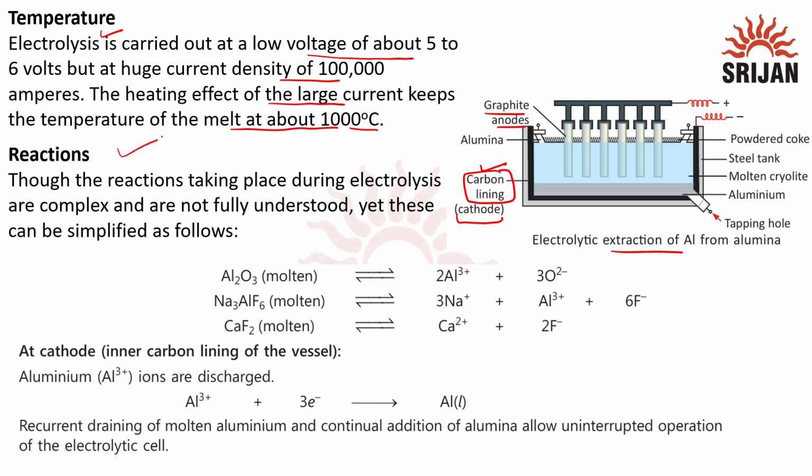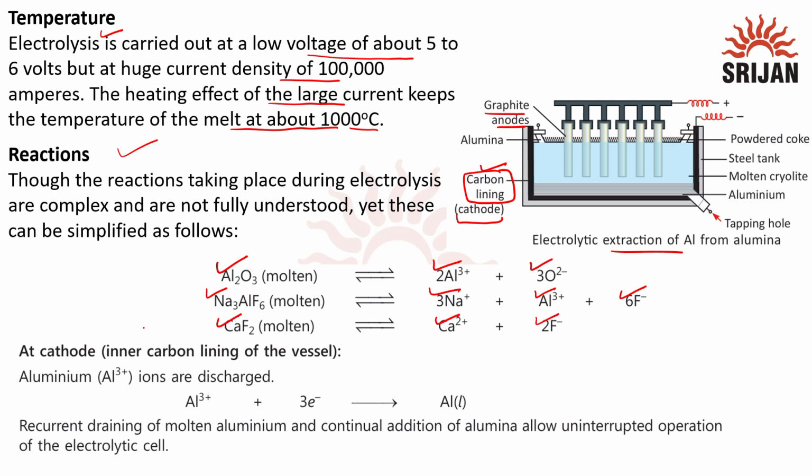So here the reaction is what happens. First, the molten aluminium oxide gets converted into aluminium 3 positive cation and oxygen 2 negative anion. Then the molten cryolite, that is Na3AlF6, gets converted into Na positive, Al3 positive, and F negative anion. Then the fluorspar, that is CaF2, calcium fluoride, gets converted into Ca2 positive ion and fluorine negative ion.